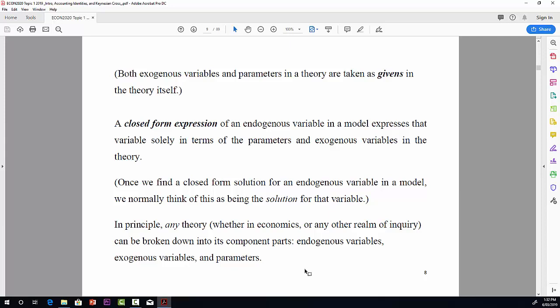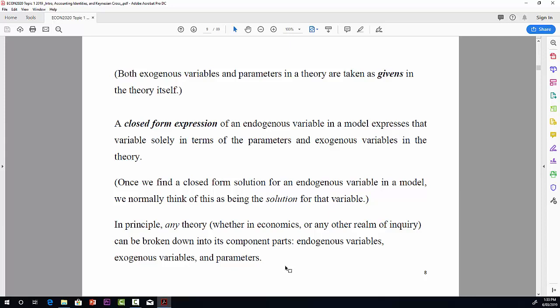All right, a little bit more. A closed form expression of an endogenous variable is a way that expresses that variable, the endogenous variable, in terms only of the parameters and exogenous variables in the theory. So once we find a closed form solution for an endogenous variable, that's what we mean by the solution of the model for that variable. So this will become much clearer when we get into the context of a particular model and also numerical versions of it.